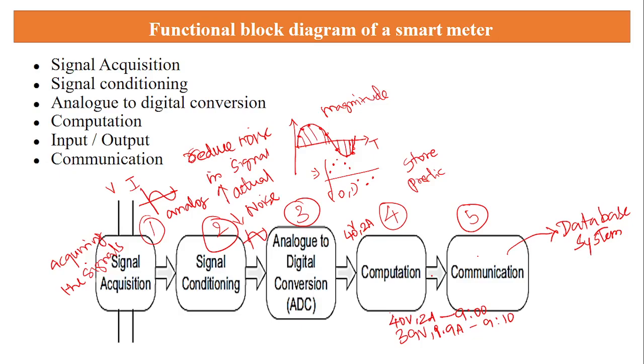After all the process is completed, the smart meter tries to transmit the information to the gateway network. The gateway is usually the interface between the home network and the neighborhood area network. Through the gateway, we send the information to the database systems.